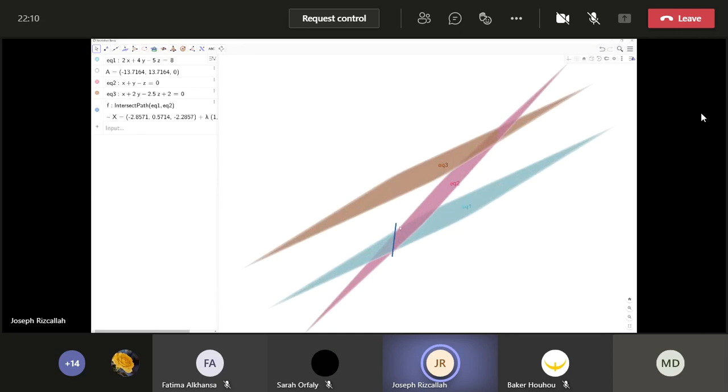You see, and this means that our system, these three equations, right, do not have a solution, because the first two planes intersect in a line. The third plane doesn't have anything in common with that line, so there will be no point which satisfies the three equations. Right? Do you have a question about this?